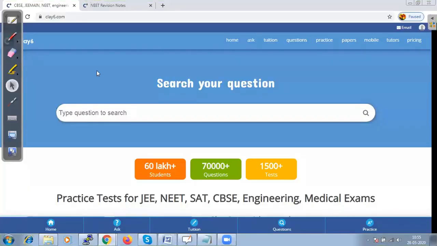Today we are going to start the chapter surface chemistry. Before we start discussing the chapter, let me walk you through how we are going to access the revision notes and tests in clay6.com.